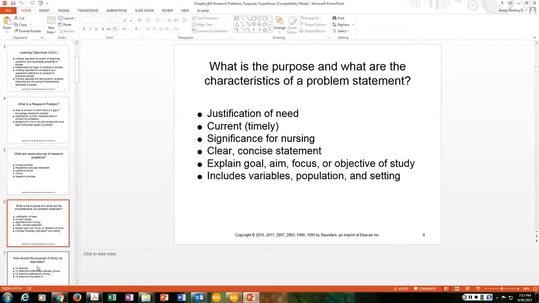What is the purpose and what are the characteristics of a problem statement? So a well-done study will state the problem early in the report. A research purpose is a clear, concise statement of the specific goal or focus of the study. Keep that in mind. There's also a justification of need in the problem statement. It's current. It has significance for nursing, and the author makes it clear what the significance is. I've said before, it's a clear, concise statement.